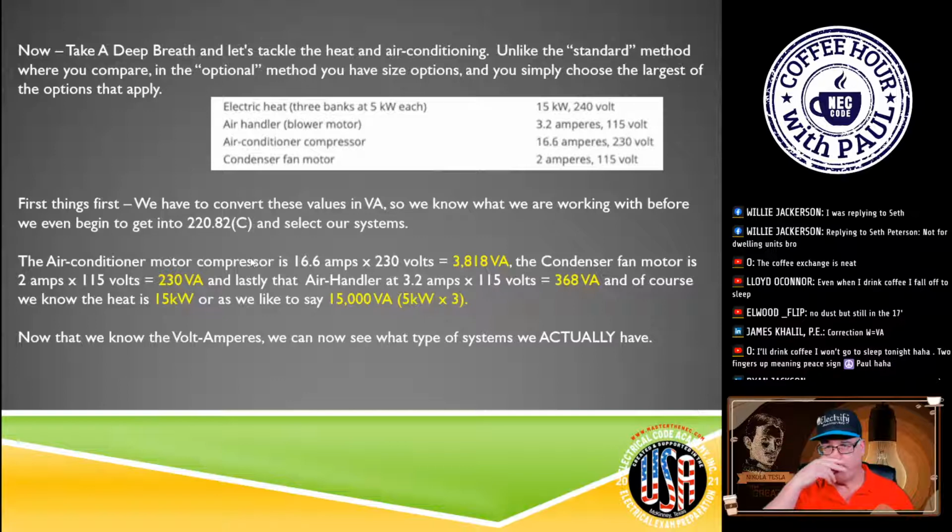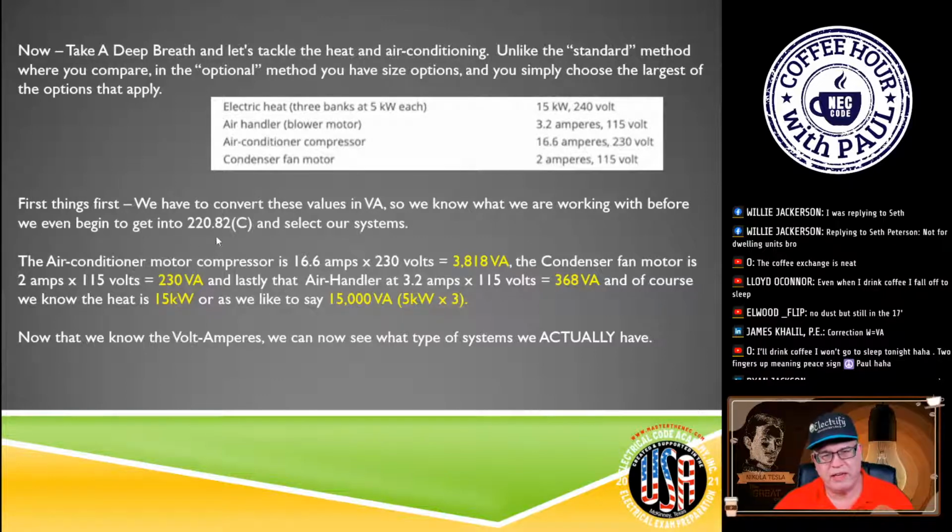Okay, now let's take a deep breath and let's look at the loads here. So unlike the standard method, when you compare the optional method, you size options, you choose the largest of the 6 that we have. In this case, we're going to say the electric heat is 3 banks of 5 kW, so we're going to say that is separate heating, separately controlled. Probably could have said that better, but we'll go with that. But I'll show you another method if it was not. Remember, it just depends on what your situation is.